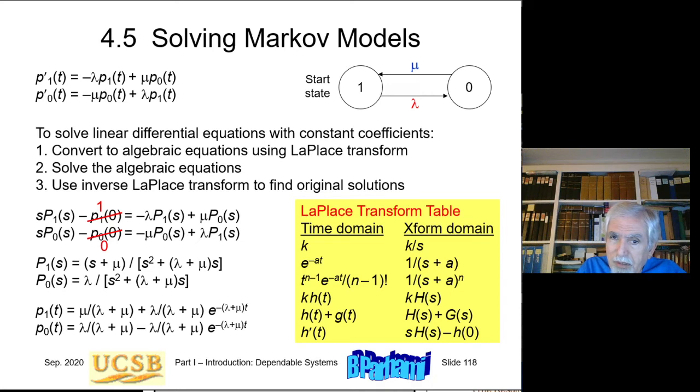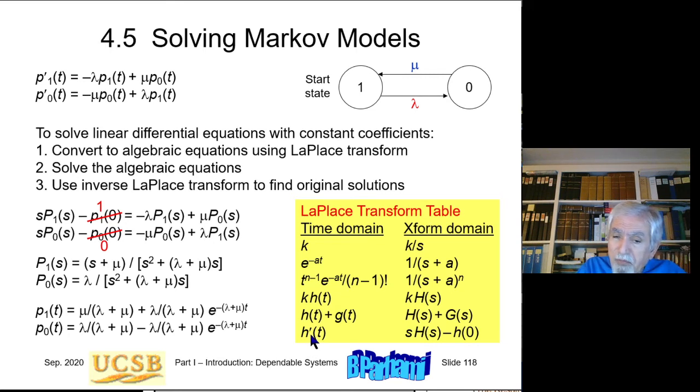Okay? The function k times h of t, in other words, if you multiply some function h of t by k, its transform is also multiplied by k. So you don't need to worry about constants. If you find the transform of h of t, then the transform of k times h of t is just k times H of s. So this capital H is the transform version of this function lowercase h. If you have the sum of two functions, then you can individually find the transforms of these two and add them.